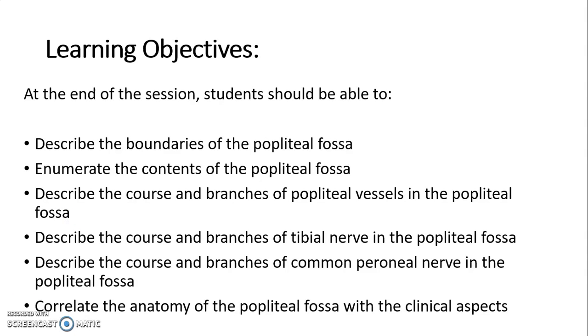The learning objectives of this session are that at the end of the session, students should be able to describe and enumerate the boundaries and contents of the popliteal fossa, describe the course and branches of popliteal vessels, tibial nerve, common peroneal nerve in popliteal fossa, and correlate the anatomy of the popliteal fossa with the clinical aspects.